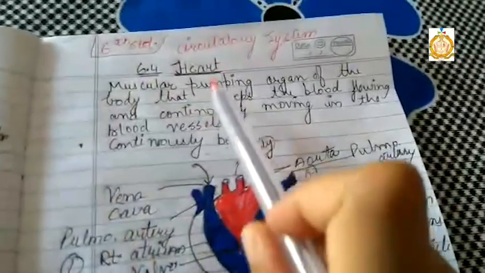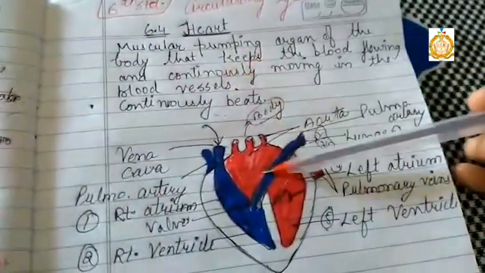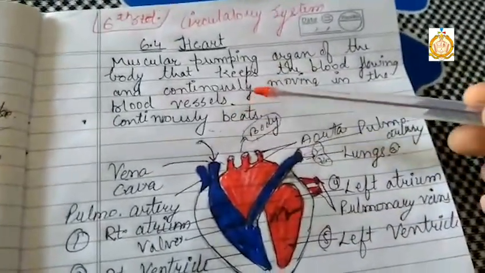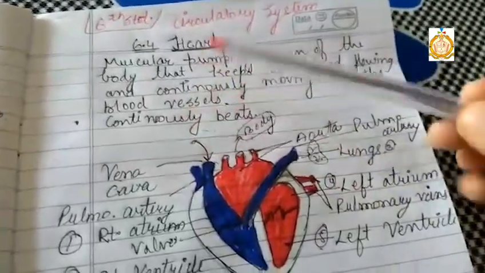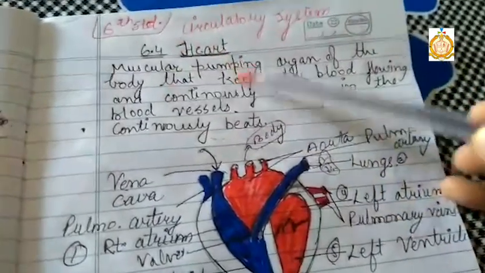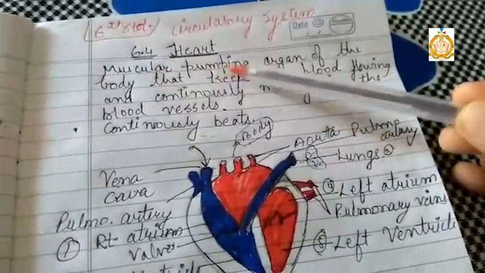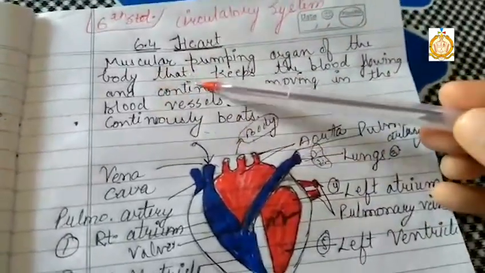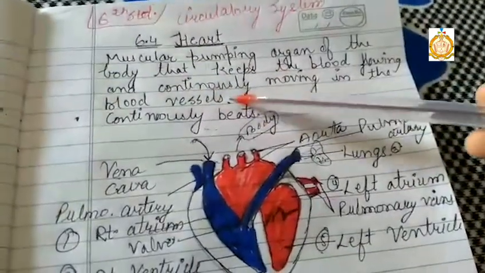Now the next topic is the heart. You all know about the heart. What does the heart do? It beats continuously. So the heart is a muscular pumping organ. It pumps the blood. It is the pumping organ of the body that keeps the blood flowing and continuously moving in the blood vessels.